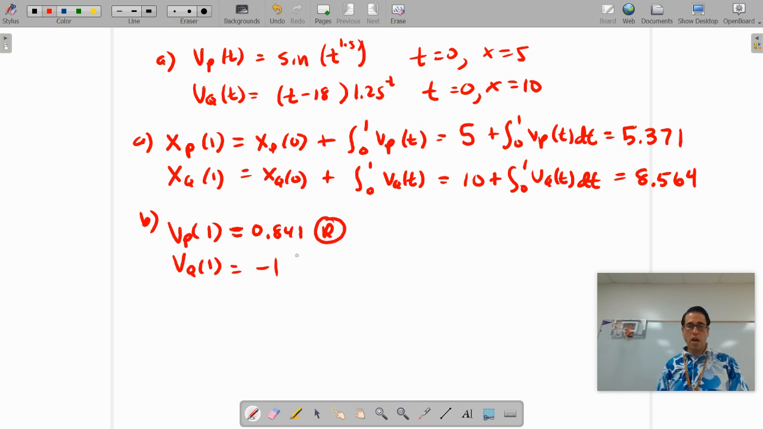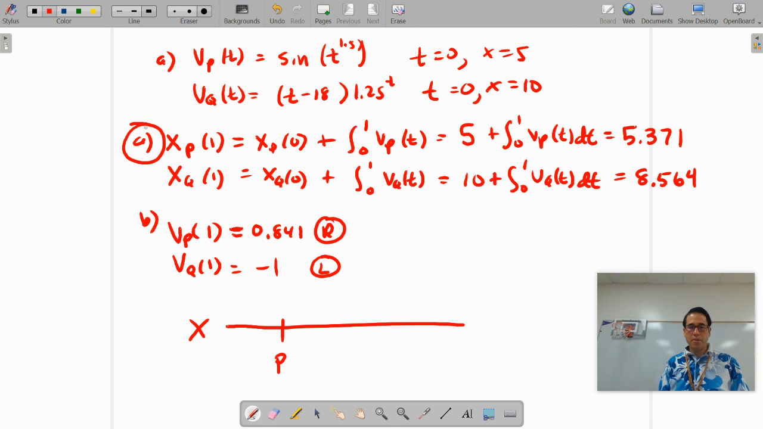Because it's greater than 0. This guy's moving to the left. So you know what I would probably do is do a little, like, where are we? Where are these dudes? Okay, and P at time t equals 1, its position was at, maybe I'll write this below. That's P, it's at 5.371. This over here is Q, and he's at 8.564.